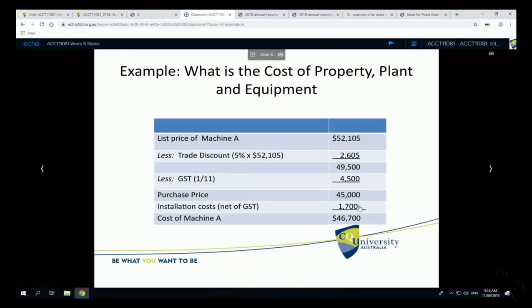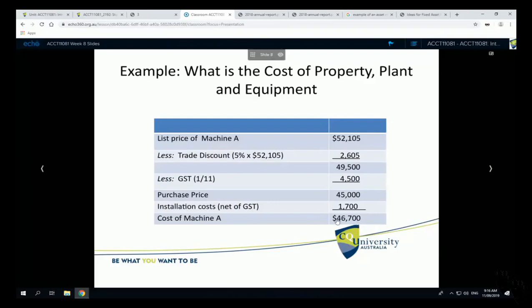Now, we also had to pay some installation costs. So net of GST again, we don't record the GST in the assets. So the purchase price, add on the installation costs. So the final cost that we will put on our balance sheet under property, plant and equipment for this machine is $46,700. Okay, so that's just a very simple example.